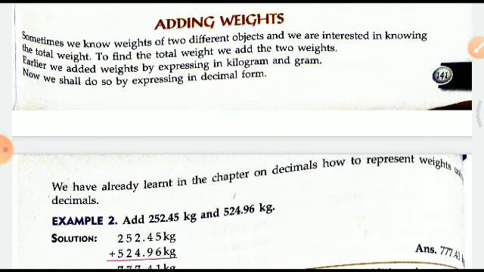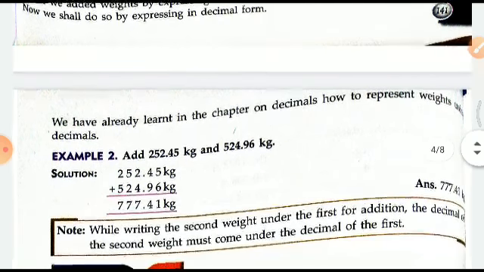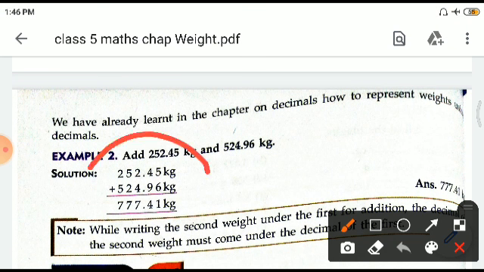Now we add weights similarly. The part before the decimal is added with the part before the decimal, and the part after the decimal is added with the part after the decimal. See, here it has been shown we have to add 252.45 and 524.96. See, 45 is added to 96 and 252 is added to 524 to get the desired answer.